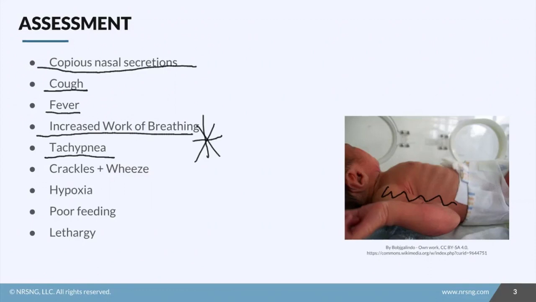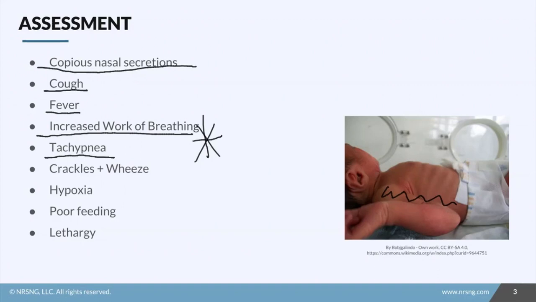Now remember, increased work of breathing trumps a normal oxygen saturation. So a baby may have a normal oxygen saturation of 96%, but if you have assessed them and you notice severe retractions and nasal flaring and they look tired, that is when you need to step in. Don't wait for those oxygen saturations to drop.